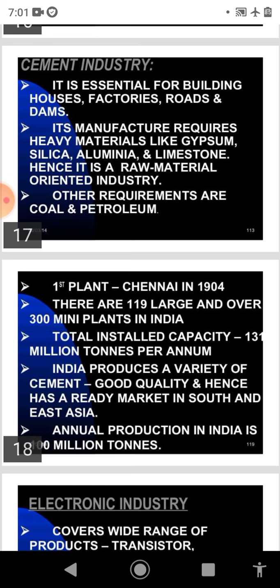Importance of the industry: this is essential for all construction activities. It earns valuable foreign exchange. Improvement in quality of Indian cement has found ready markets in Bangladesh, Indonesia, Malaysia, Nepal, and the Middle East. Then the requirements of the industry: limestone, silica, alumina, gypsum, coal. These are the important ingredients required by the cement industry. The industry needs cheap power and transportation.